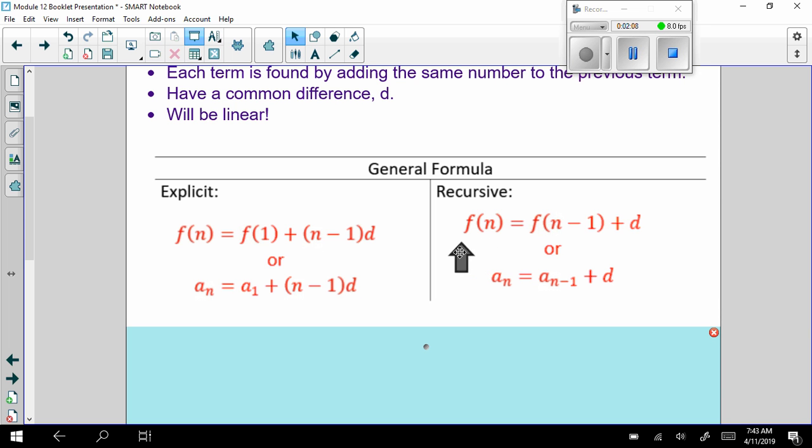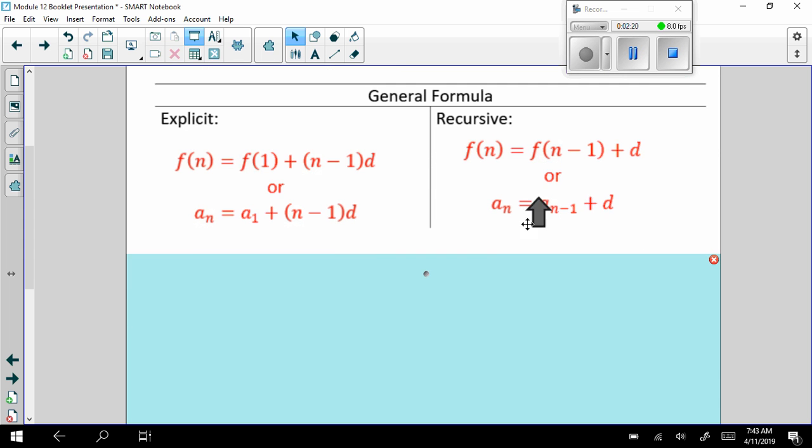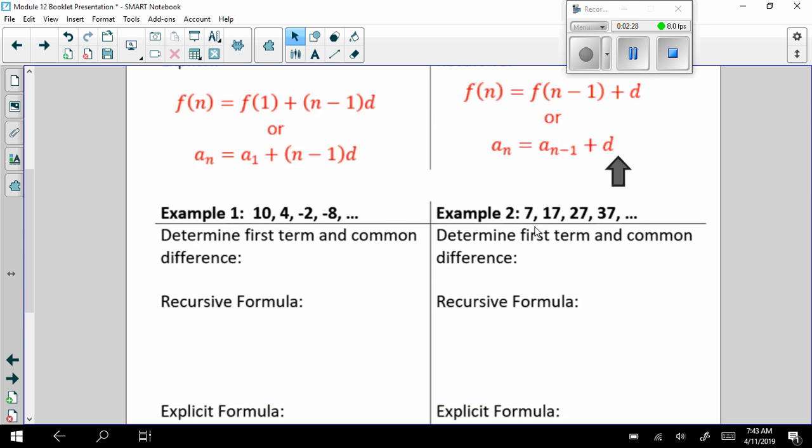Our recursive rule just says to find the nth term, we take the term that came before. Remember that f of n minus 1 just means the term that came before, and add our common difference. And again, using our subscript notation, nth term equals the term that came before, plus our common difference. So let's look at two examples here.